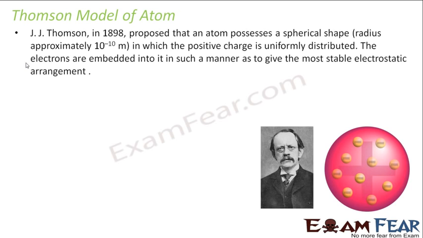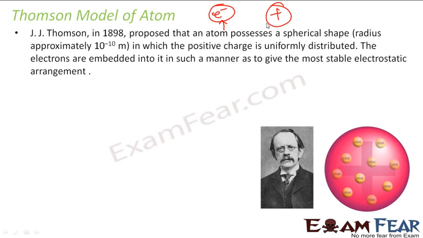So let's start with Thompson model of atom. In 1898, when the electron was discovered, it was pretty clear that we have something called electron and we have some positive charge, which we didn't know at that time. The proton was not there, but there was some positive charge and some electron, because electrons were discovered. And since the whole atom is neutral, there has to be some positive charge.